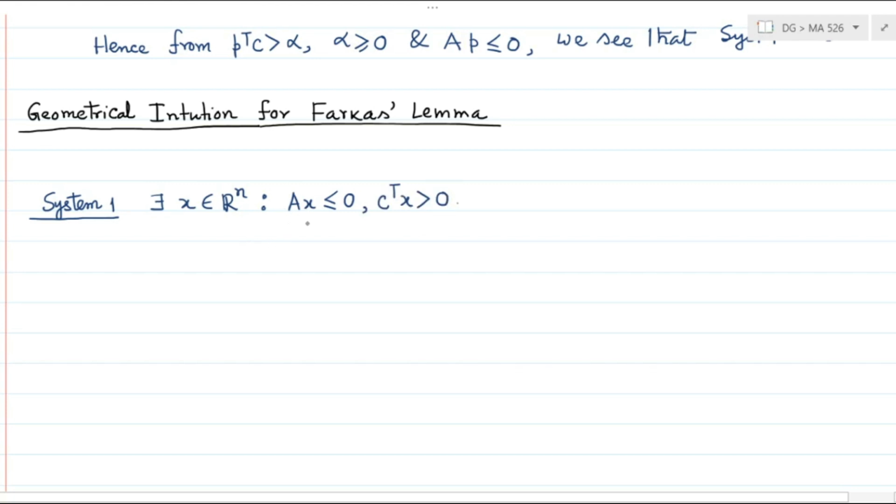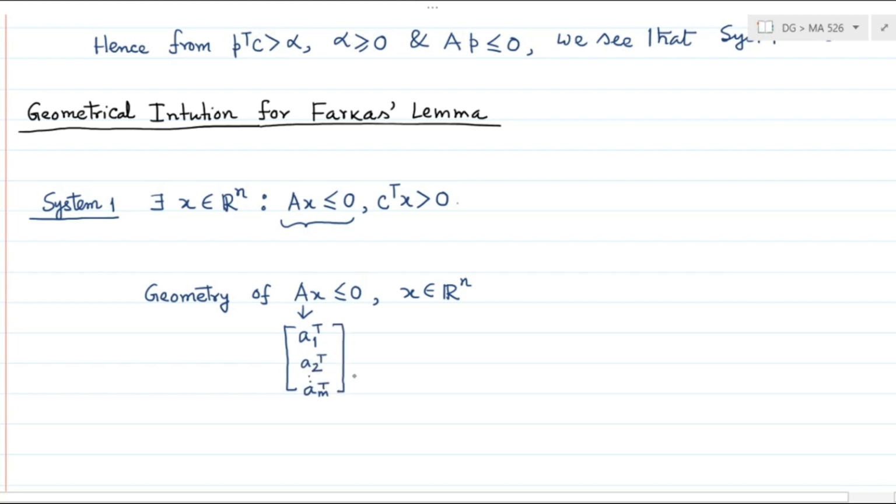Let me try to find what is the geometry behind Ax less than or equal to 0. Let me vary x also and find what Ax less than or equal to 0 is. Here A is a matrix of order m by n. Let me say the row vectors of A are the following: A1 transpose, A2 transpose, and it has m many rows, so you have Am transpose as the end vector.